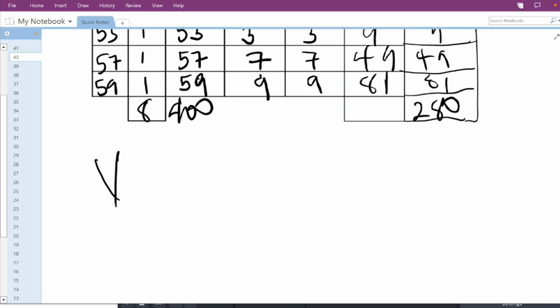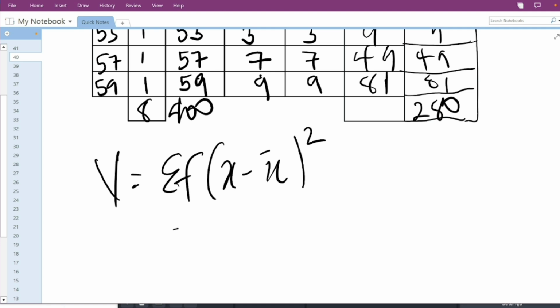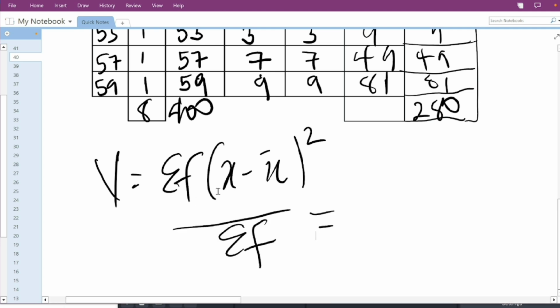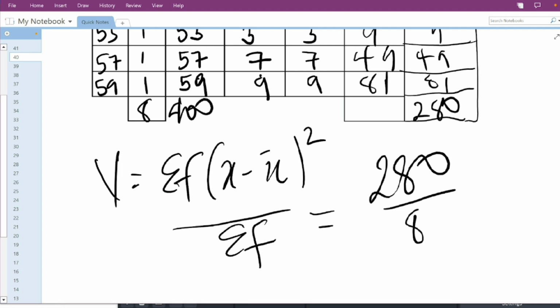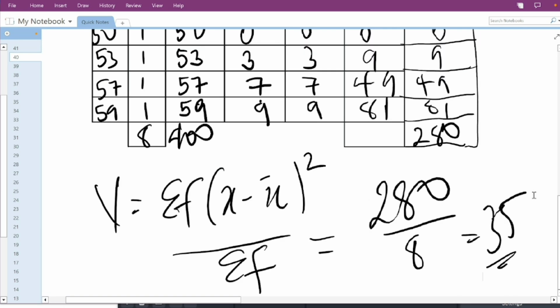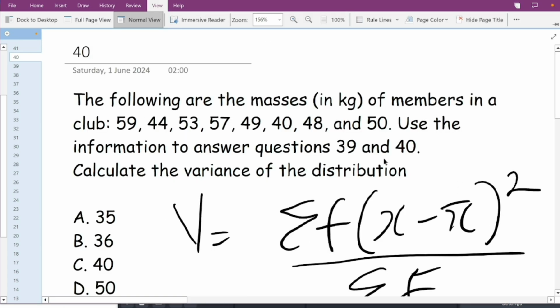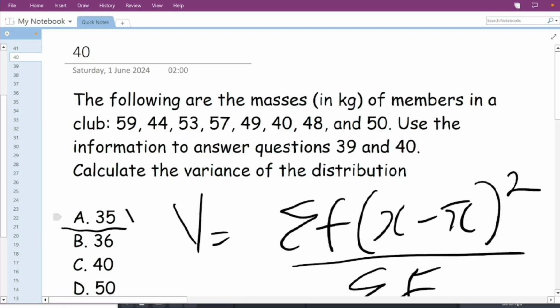Like we said earlier, the formula for the variance is the summation of f times (x minus x bar) all squared over the summation of f. The numerator is 280, and the summation of our frequency is 8. So we have 280 divided by 8, which gives us 35. Since our variance is 35, our answer is therefore A.